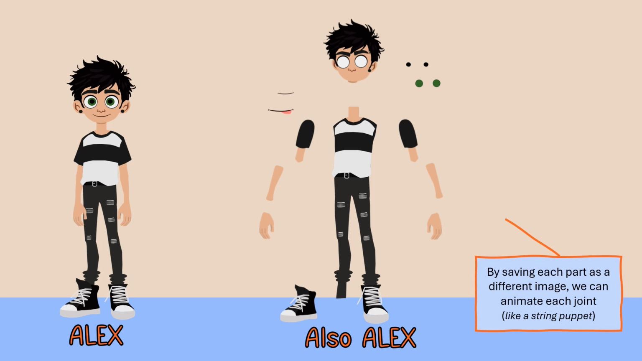So by saving each part as a different image, we can animate these a little bit like where we move our own joints. Now you don't have to separate the eyes, but if you do want to animate them, then obviously try and make sure that you've got all of the bits that are going to move as separate images. So let's have a look and see how to take that image and export it so you're just saving one particular part.